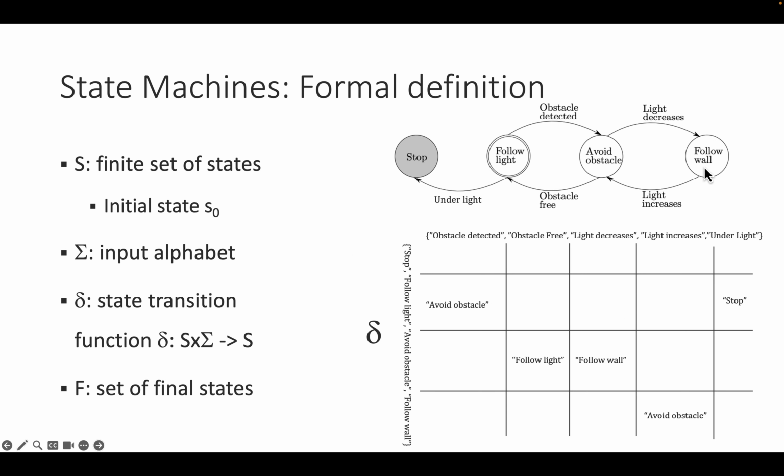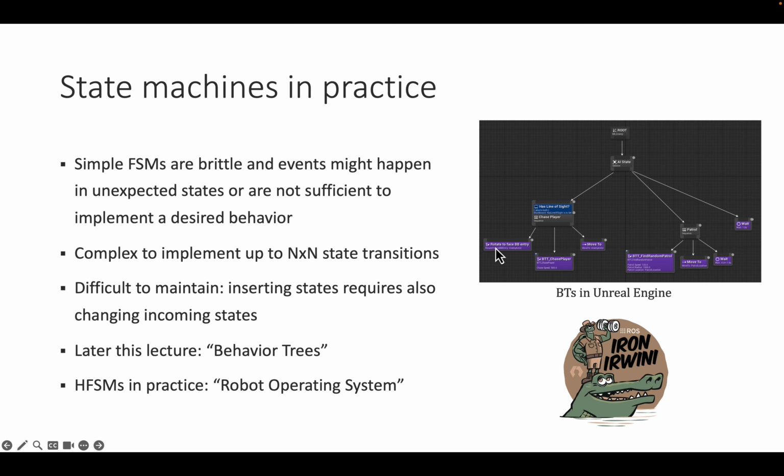I can also go from follow wall directly to follow light, or I could go from obstacle directly to stop because there was an obstacle right under the light source, and so on. And as you find that out, as you experiment with your robot, you will have to add states and you have to add transitions. And this is all very cumbersome to maintain. So there's something better we will learn in this course, which is called behavior trees. It comes from the gaming industry. Here you see behavior trees in the Unreal Engine.